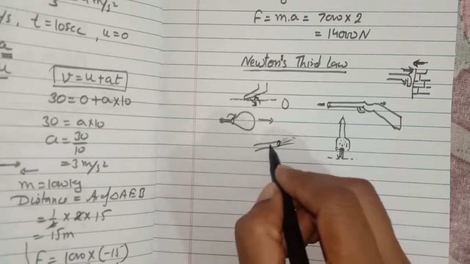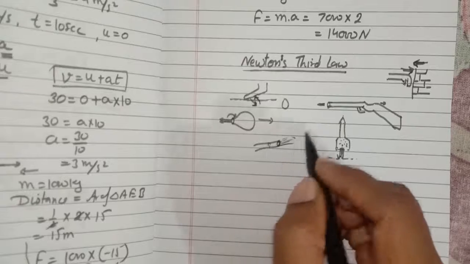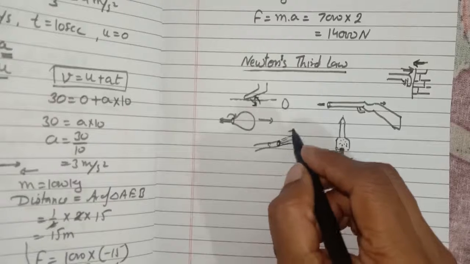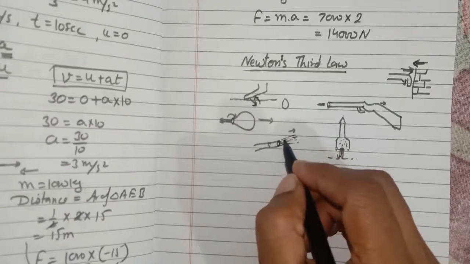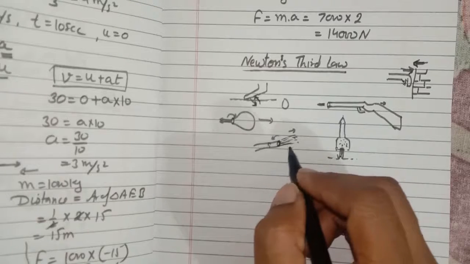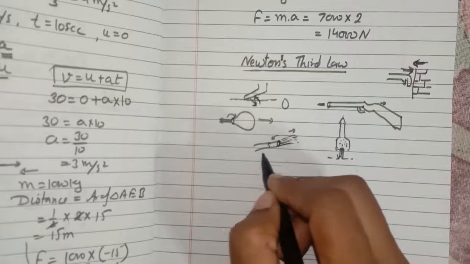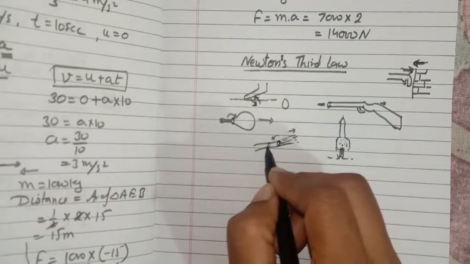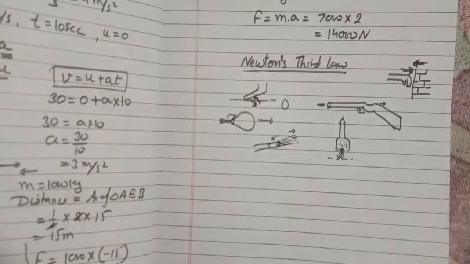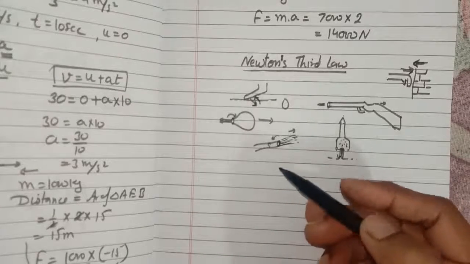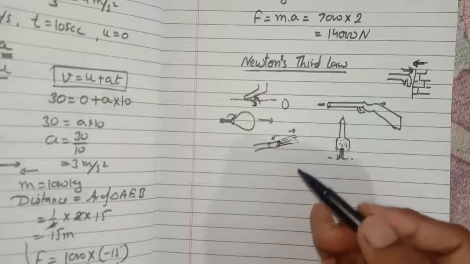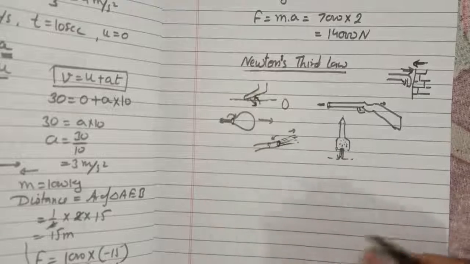So this pipe has to be held tightly. Why? Because lots of water is expelled from this pipe, and this is the action. And this water also exerts an equal and opposite force on this hose pipe. So due to this force, we have to hold this pipe tightly because of this reaction which is exerted by this water. So these are some examples of action and reaction.